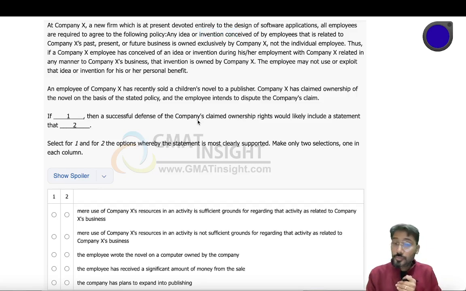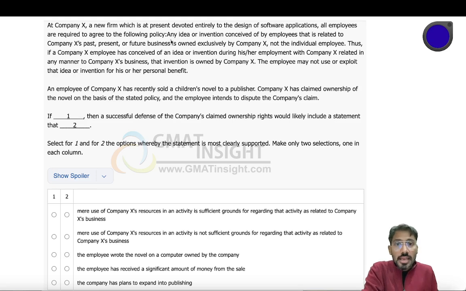Hey guys, in this question, let's quickly see a TPA question, but it's a non-math TPA question. Let's read through it. The question says, at company X, a new firm which is at present devoted entirely to the design of software application, all employees are required to agree to the following policy. I read faster till this step, but after that I tend to go slower because I want to understand it in just one reading.